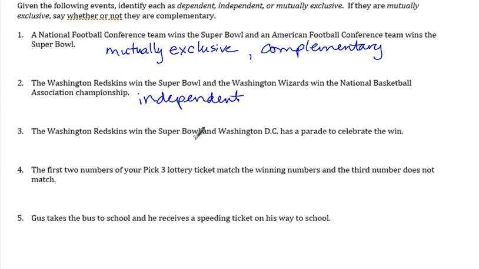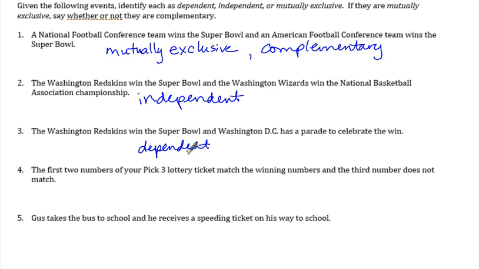The Skins win the Super Bowl and DC has a parade to celebrate the win. What are those? Independent, dependent, mutually exclusive? Those are dependent, right? They're dependent events. We're not going to have a parade about winning the Super Bowl unless we win the Super Bowl. So those are dependent on each other.